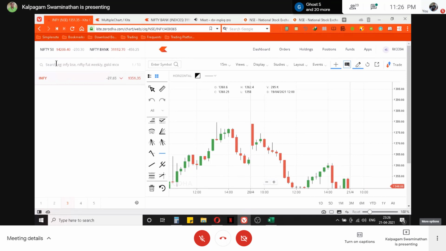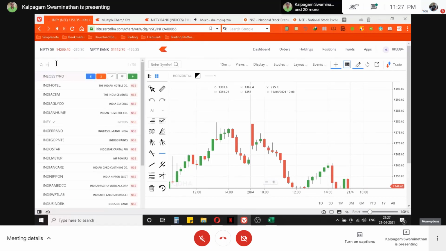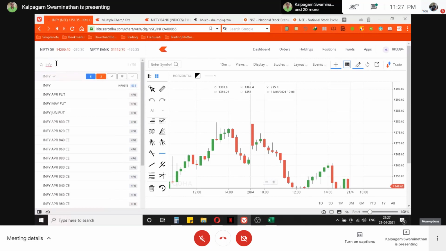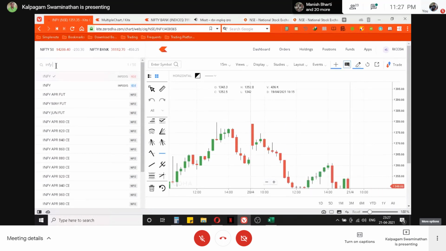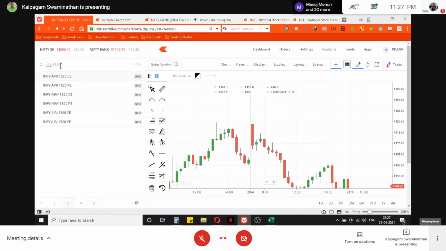Now I'm going to select my strike price based on what I found, 3% lower than the current price. If Nifty is red, you select the stock based on Nifty being red, and that is a PE, a put option, that you will take. So I'm selecting, let's say, the 1,320 strike price.